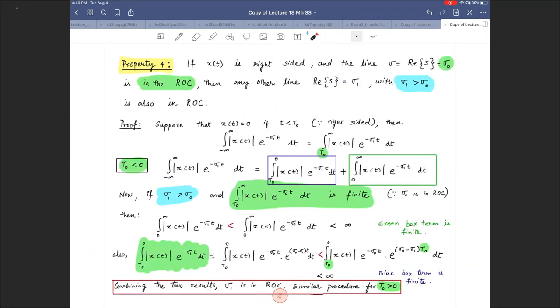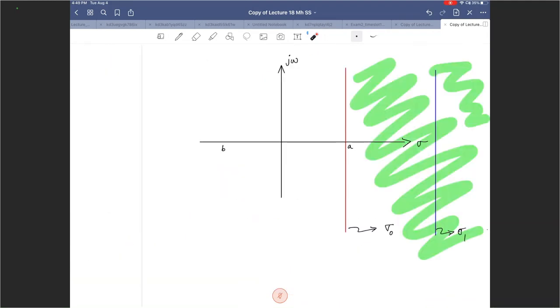Coming to property 4. Property 4 says if x of t, the time domain signal, is right-sided and there is a vertical line, sigma equals sigma sub 0, in the region of convergence, then any other vertical line, sigma 1 with sigma 1 greater than sigma sub 0, is also in the region of convergence. In other words, we can say that for a right-sided signal, the region of convergence should be to the right of the rightmost pole, and it goes on towards the positive direction. We proved this property as well.